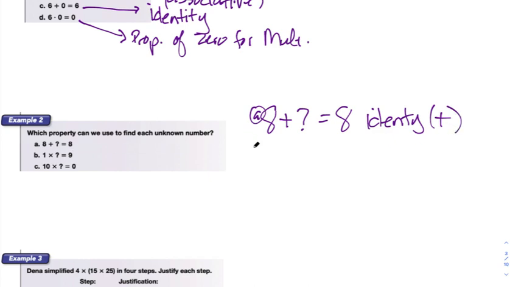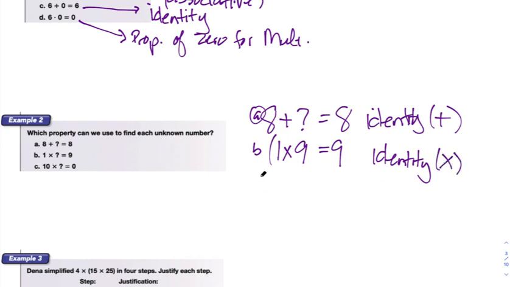This next one, part B, is asking a similar question. 1 times some number is equal to 9. You know that 1 times any number is equal to itself, so this is also a demonstration of the identity property. Identity property. Thank you for not laughing at my misspelling. Identity property, this time of multiplication.